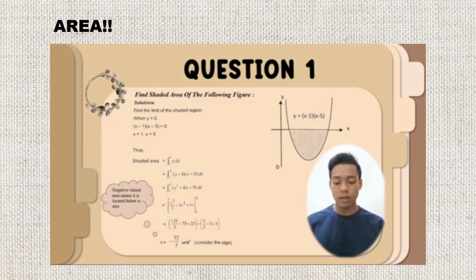So the shaded area is the integral of y dx with 5 as the upper limit and 1 as the lower limit, and then we insert the y value and expand the equation. So x cubed over 3 minus 3x squared plus 5x, with upper limit 5 and lower limit 1. And then we substitute 5 into the equation and then 1. And the final answer is minus 32 over 3 units squared.